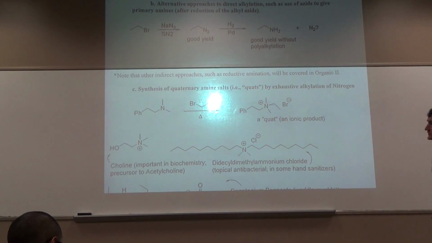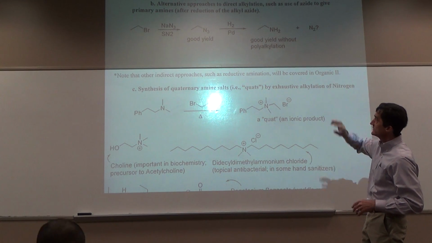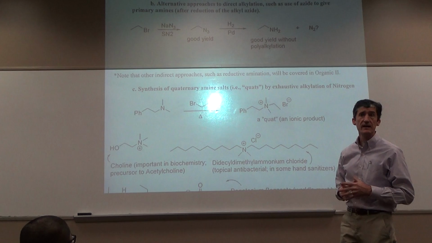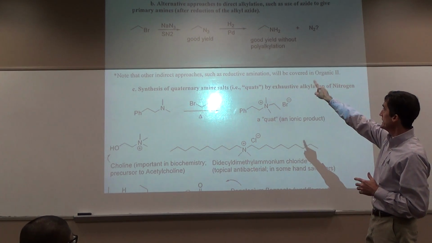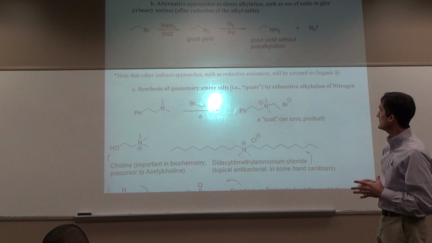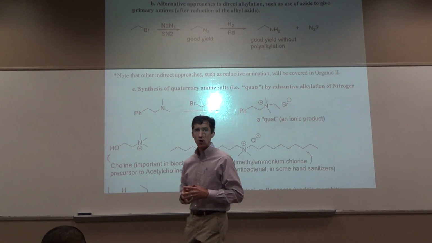Okay, we're looking at nitrogen as a nucleophile. We did direct alkylation. We looked at some problems with that. We did an indirect using azide. And then the azide, the N3, can be basically reduced down to the NH2. This brings us to the idea of quaternary ammonium.